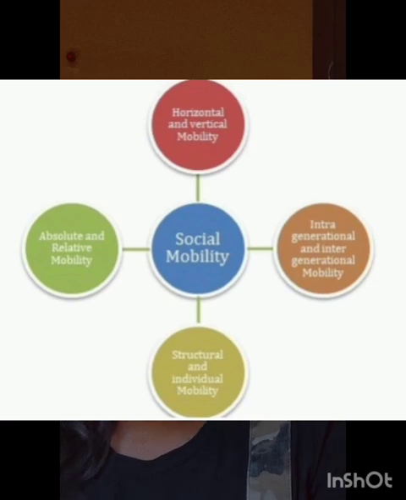Fourth, increased life expectancy. Fifth one, greater social mobility. Sixth one, better quality of life. Seventh one, greater sense of security. So these are the seven most important advantages of standard of living.